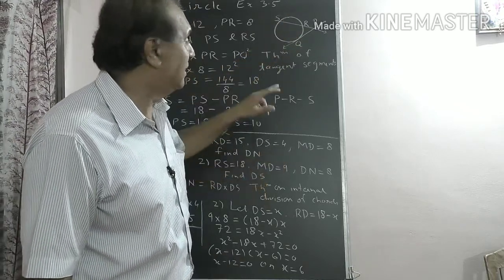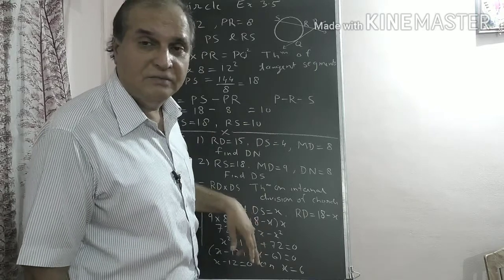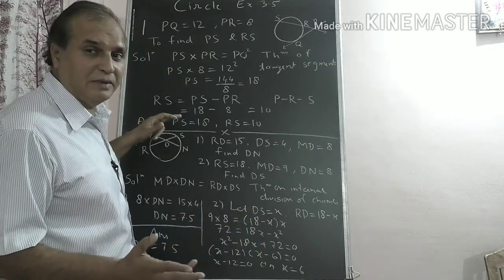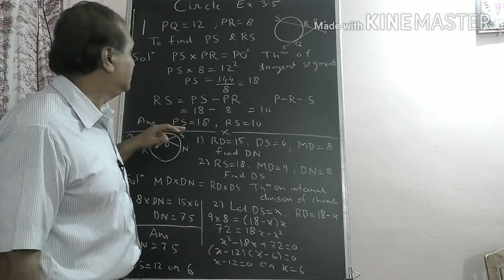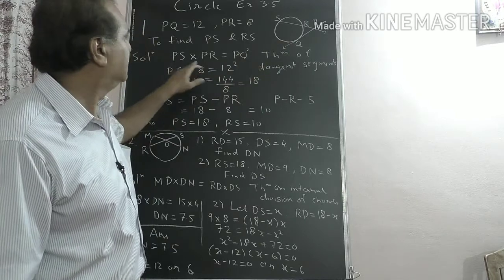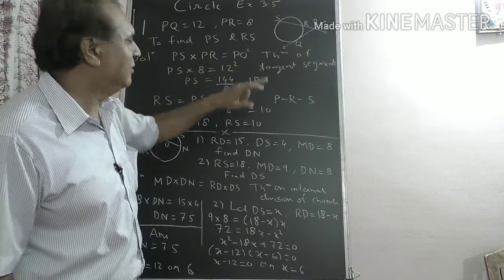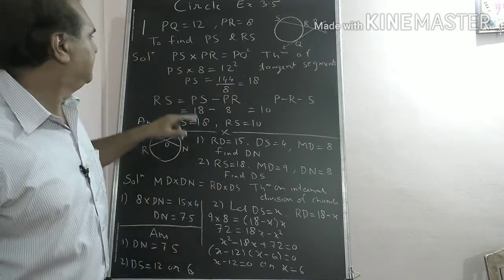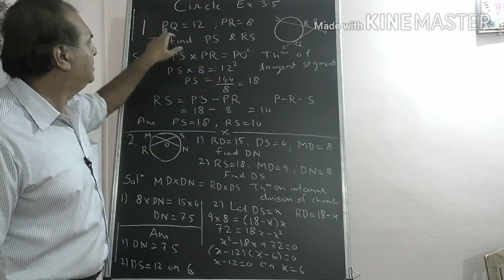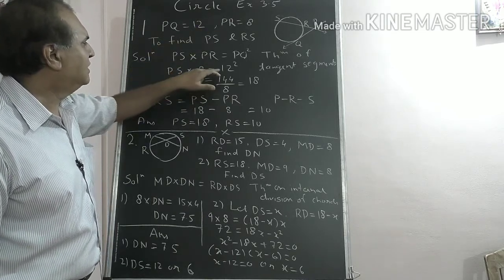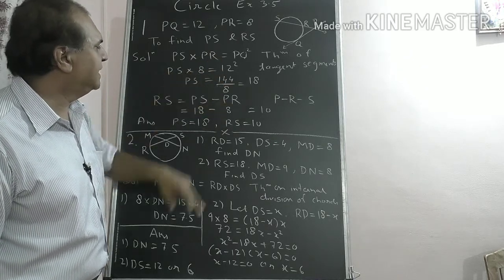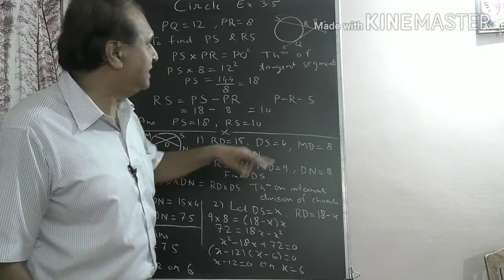RS is not in the formula because each term must include P. RS does not include P, you can calculate it later on. So start from P: PS into PR is PQ square, theorem of tangent segments. Now PR is given as 8, PQ is 12, 12 square is 144, upon 8. 8 will go down, that is 18. PS you got as 18.